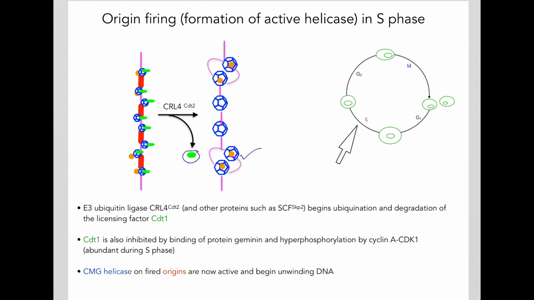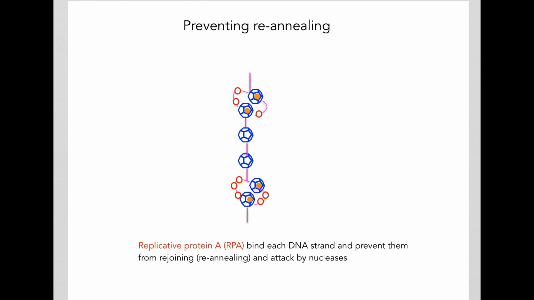They don't have CDT1 anymore, and these helicases will now begin unwinding the two strands of the DNA on some origins, not all origins. Once these two strands are separated, then we have these proteins called replication protein A or RPA. They will bind each single strand that has been unwound, and they will prevent the single strands from rejoining or re-annealing, as well as being attacked by nucleases. Remember, in E. coli, this was done by single-stranded binding proteins.